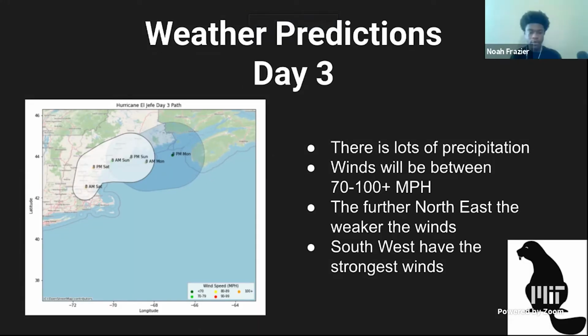Okay, so there are high wind speeds of 70 or 100 or more miles per hour. There will be lots of precipitation. And the further northeast you go, the weaker the winds, and the further southwest you go, the stronger the winds. And now on to Zinnia, who will give an intro to operations on aerial imagery and machine learning.